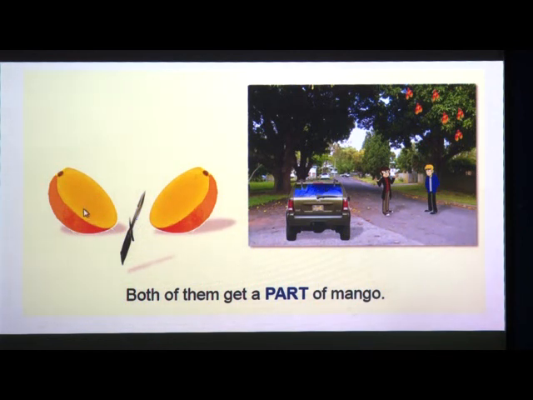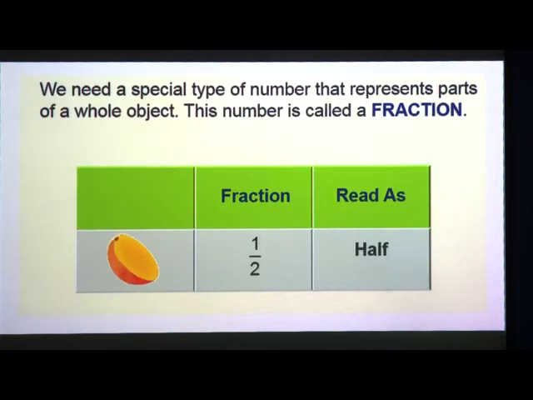Half part will be given to Rahul and half part will be given to Karan. So both Rahul and Karan would get a part of the mango. How much part of the mango will they get? They will get half part of the mango. So in total, Rahul has eaten 1.5 mangoes and Karan has eaten 1.5 mangoes.